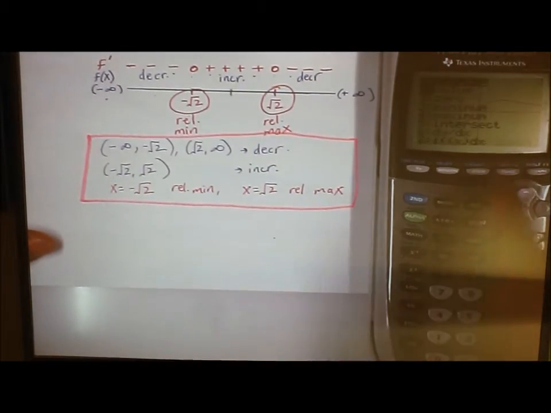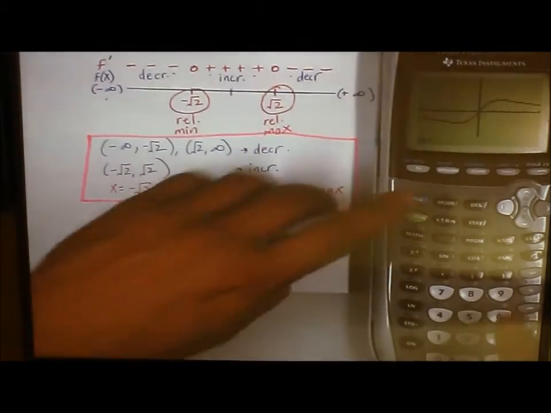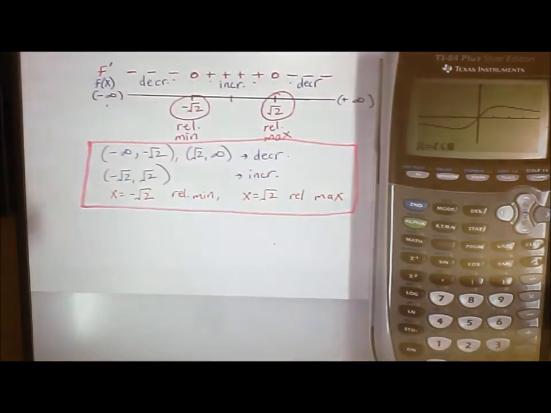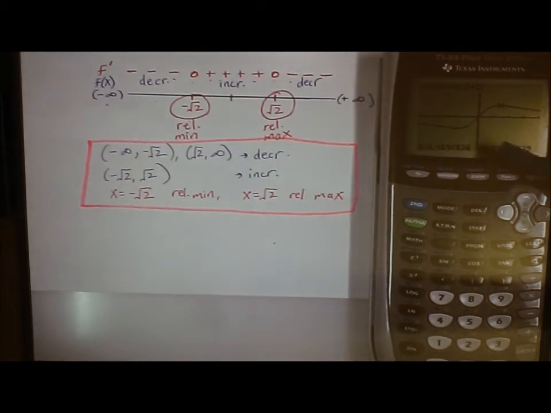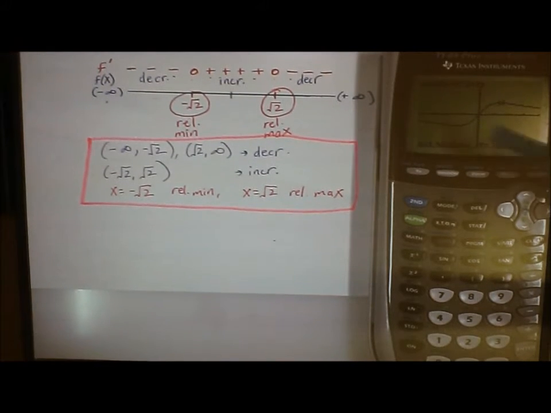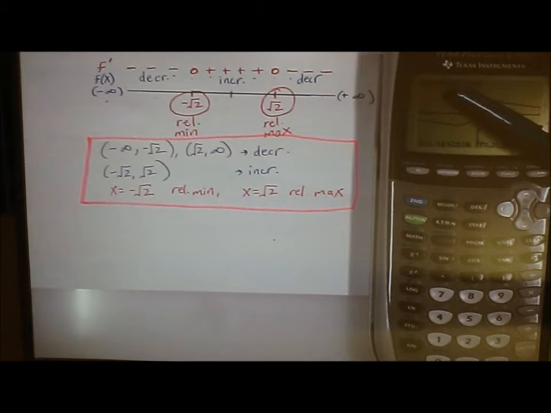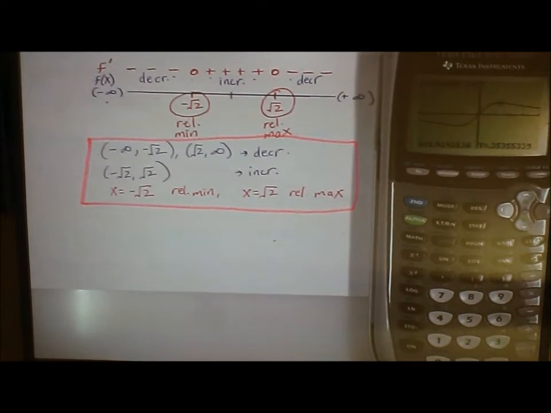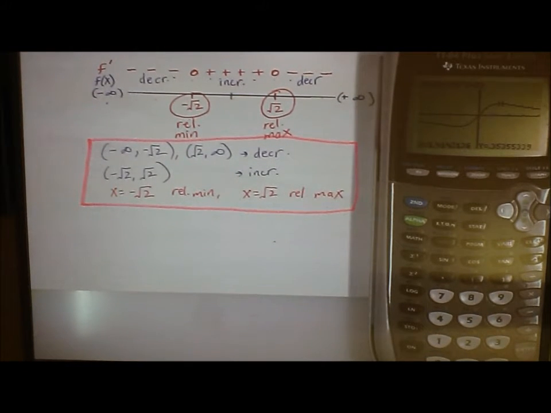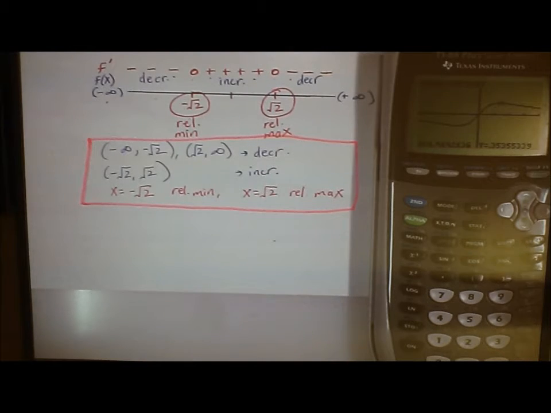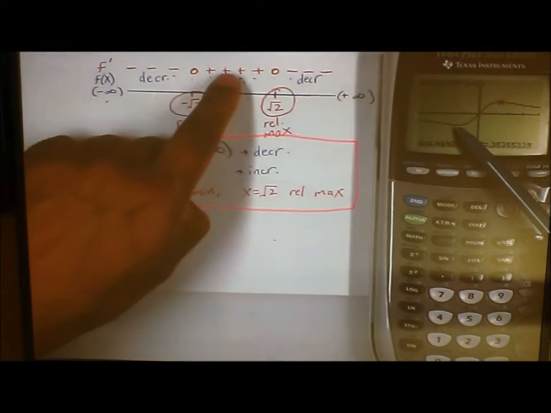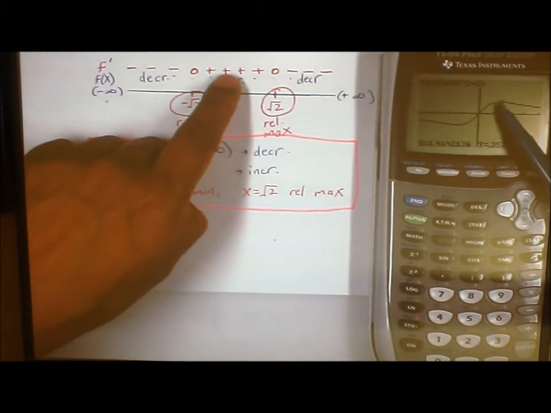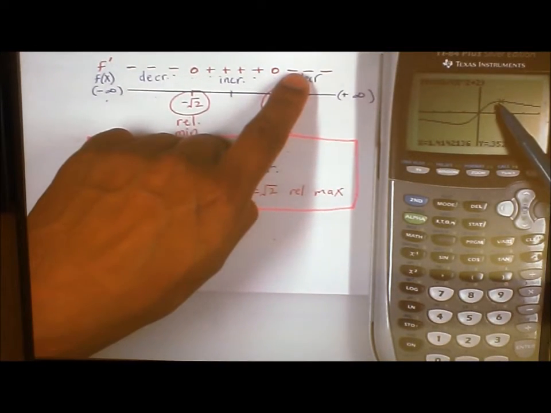And if I calculate root 2, I also now have the y-coordinate of my relative max, which is right there. Okay, and this is your original function, x divided by x squared plus 2, that rational function. All right, furthermore, you can see your interval of decrease. Here's the decrease. And then here's your short period of increase, and then your final interval of decrease.